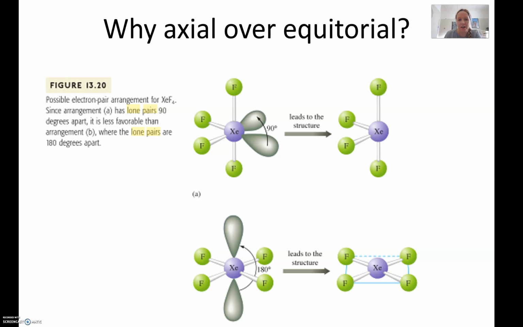And just a reminder, if you've got 5 electron density regions, lone pairs go in the equatorial plane, the middle plane, and if you've got 6, lone pairs go on the axial plane.